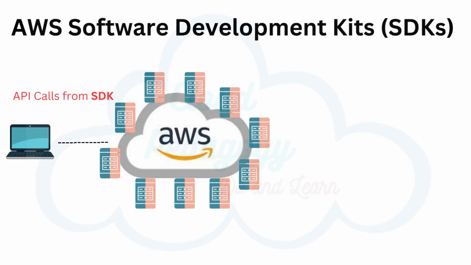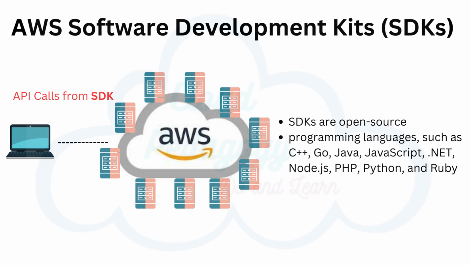This is the other tool that allows you to interact with the AWS API programmatically, nothing but AWS Software Development Kits or SDKs. API calls to AWS can also be performed by executing code with programming languages. You can do this by using AWS Software Development Kits (SDKs). SDKs are open source and maintained by AWS for the most popular programming languages such as C++, Go, Java, JavaScript, .NET, Node.js, PHP, Python, and Ruby.